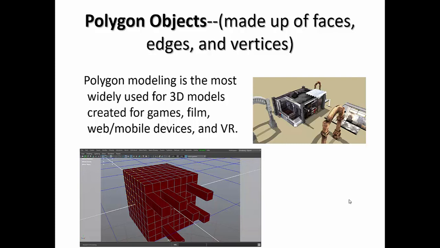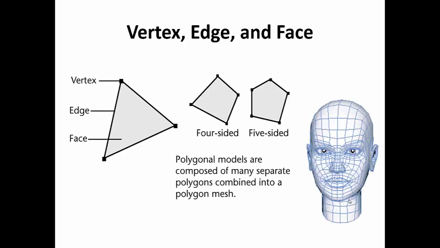They're made up of faces, edges, and vertices. Polygon modeling is used for lots of things, including 3D models created for games, film, web, mobile devices, and VR. It is very versatile and the most popular form of modeling. A lot of times we'll just go straight to polygon modeling. There are some advantages to the other types of geometry, and we'll talk about those in a sec, but just understand that polygon modeling is the most common.